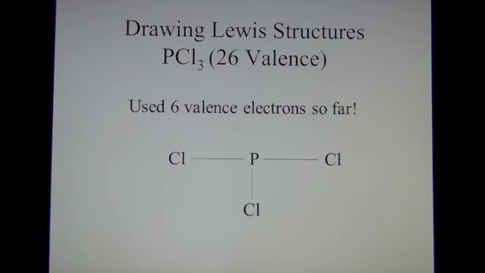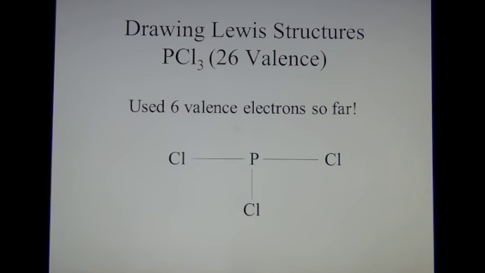The next thing that we need to do is bond the surrounding atoms to the central atom. You always want to try a single bond first. So notice I've shown a line between the central atom and each of the surrounding atoms. That line represents a single bond, the sharing of 2 electrons. So of the 26 that we've had, we have now depicted 6 of those electrons, because each one of those lines represents the sharing of 2 electrons.